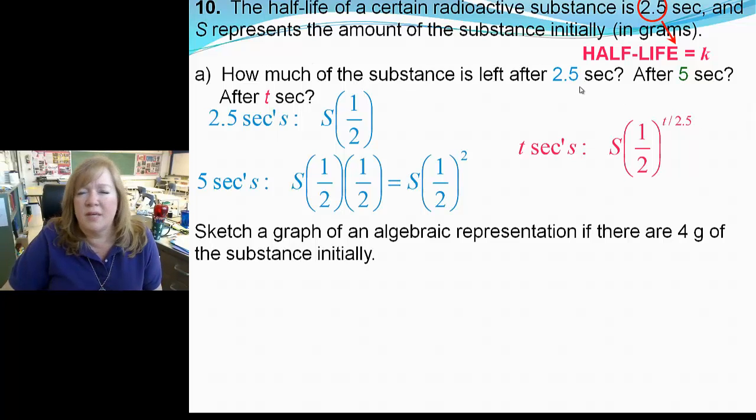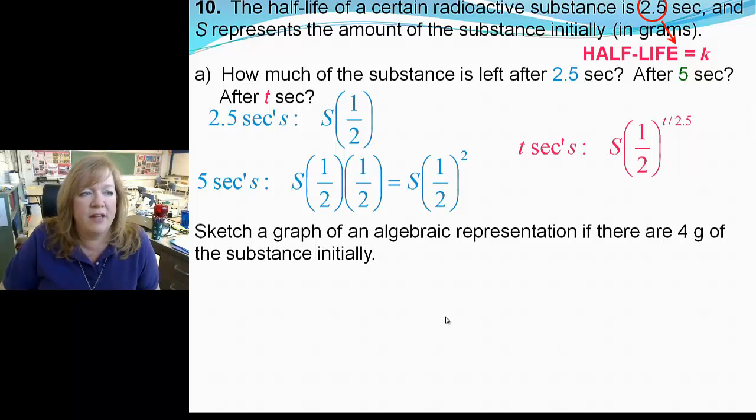Because if half of the substance is left after 2.5 seconds, then it would just be half times what you initially started with. Well, how do you put that? Well, that'd be 2.5 over 2.5, because it's 2.5 seconds. Then the second one would be a half of that, so it'd be your substance times a half times a half, so it's S times 1/2 squared. And that would be 5 over 2.5, which would give you the 2 here. So they're trying to show you where this formula comes from. That's why they ask it in a funky way.